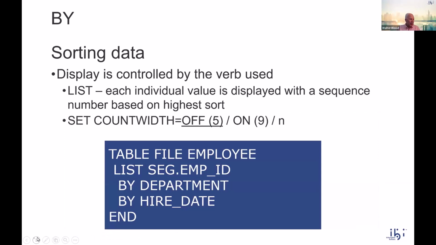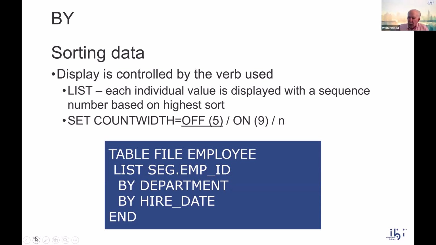Now, the display can be controlled. Obviously, display is controlled with the verb that's being used. The list here also has an interesting thing. If I have more than one by field, let's take a look at what happens. Now, I've added a little note in here about count width, just to let you know, when you're using either list or count, we have a limit on the size of that field.